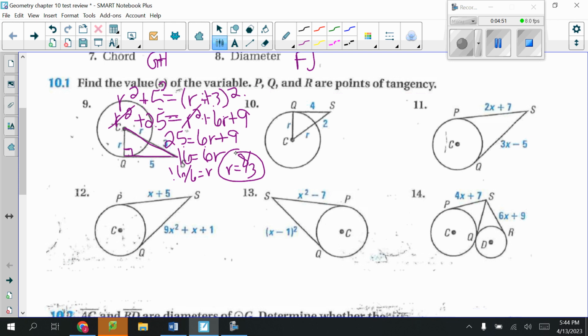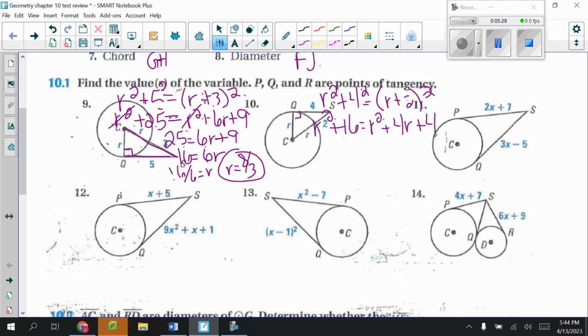So now number 10, again, Q is a point of tangency, so that's my right angle. So we're going to do another one of those exactly like number 9. So here I would have R squared plus 4 squared equals the entire hypotenuse, R plus 2 quantity squared. So now I have R squared plus 16 equals, doing my shortcut again, I would get R squared, multiply the 2 and the R together and double it, so that gets me 4R plus 2 squared is 4.